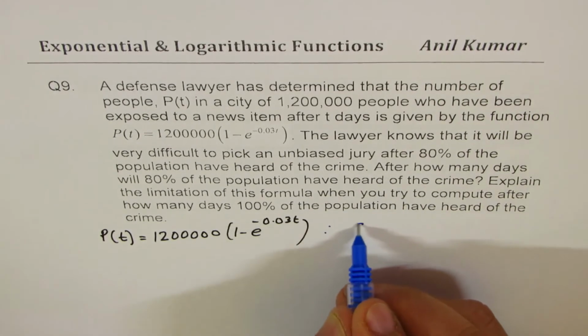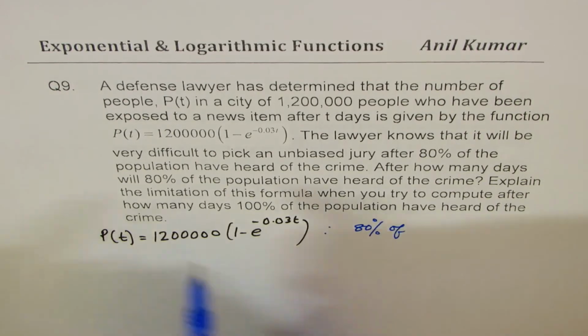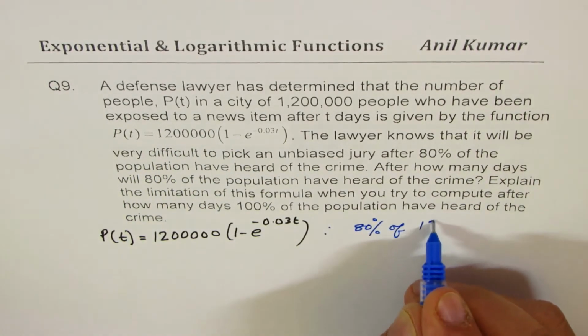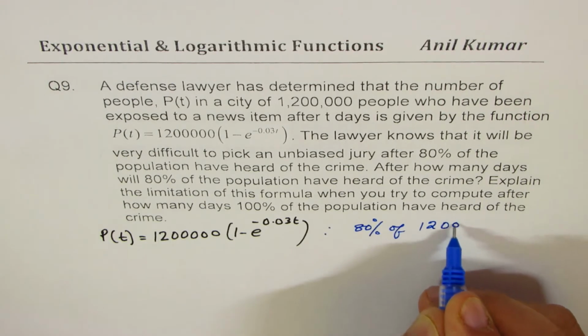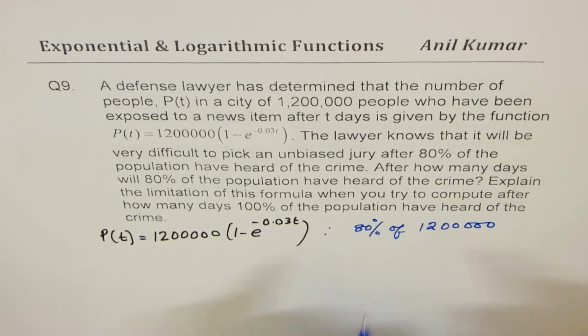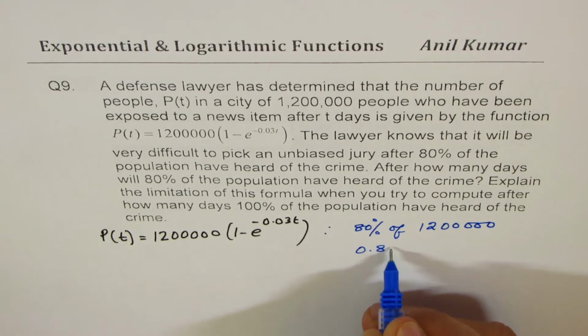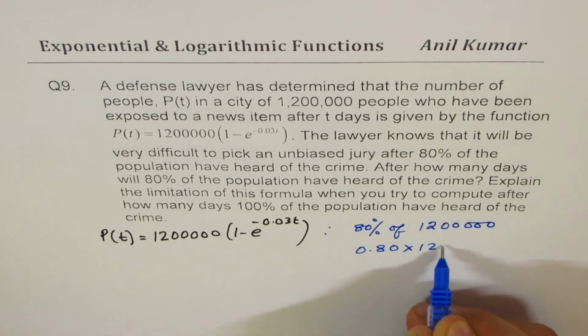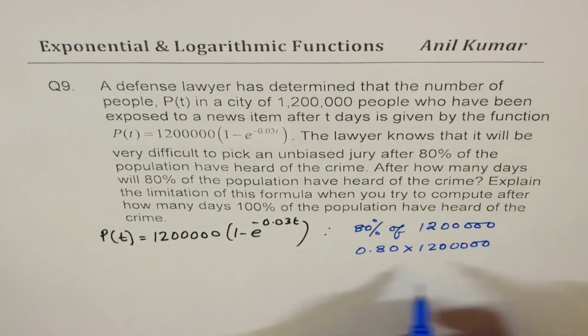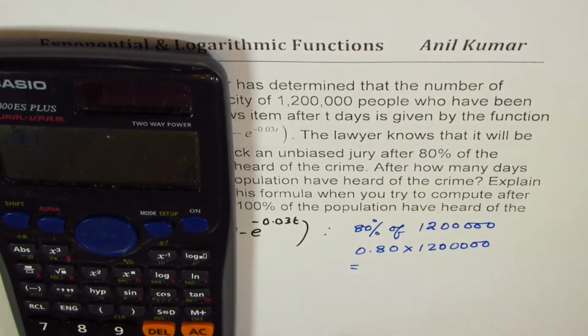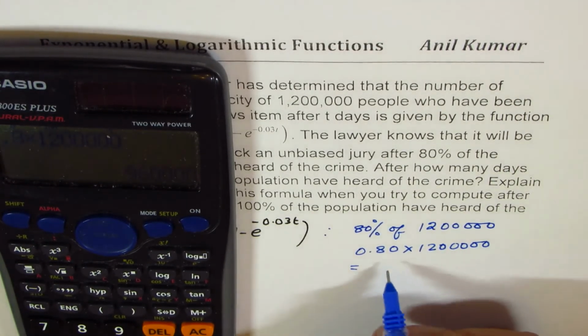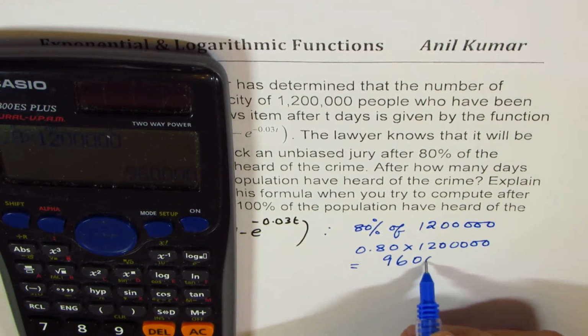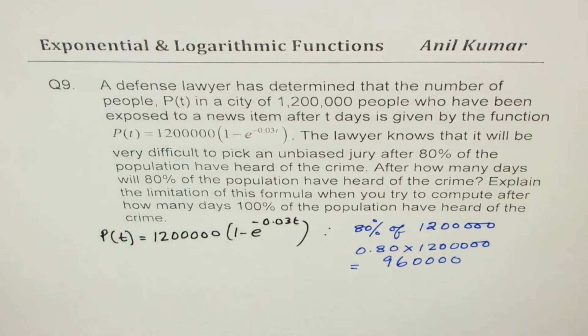So that means we want 80% of this population, which is 1.2 million. So that means 0.80 times 1,200,000, which is equal to 0.8 times 1,200,000, which is 960,000. So that's what we get, 960,000.